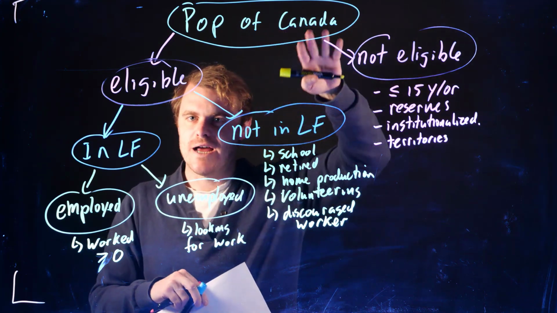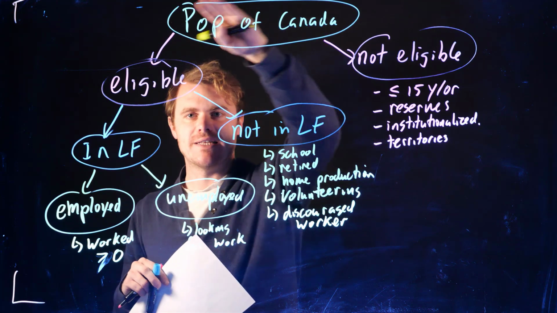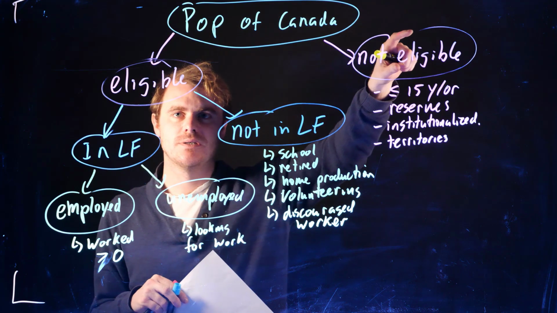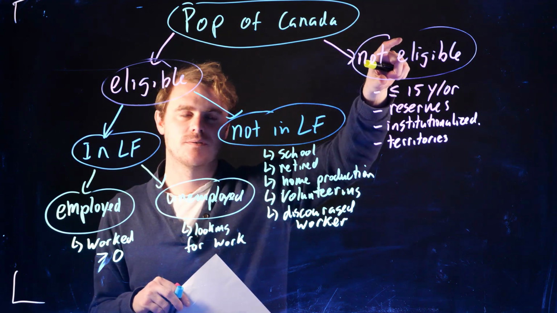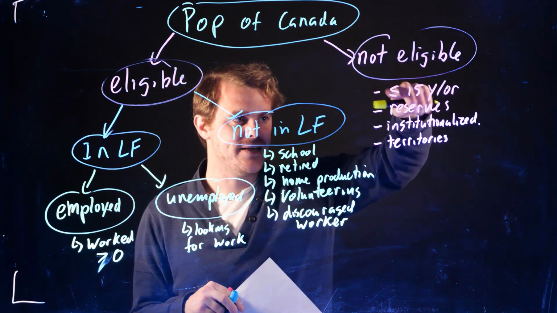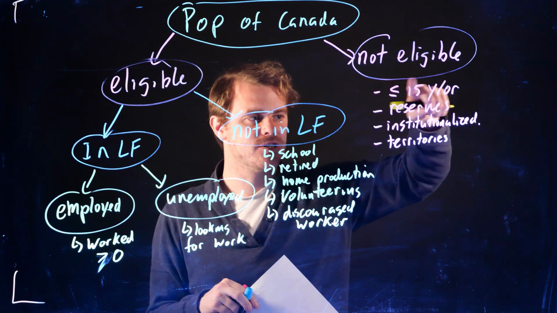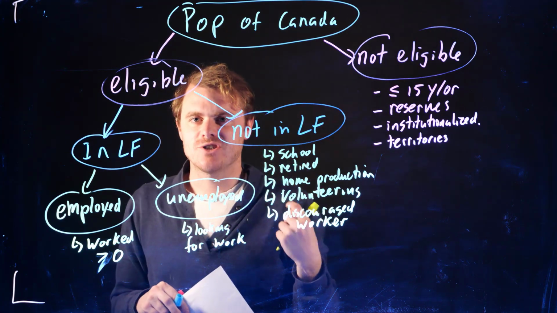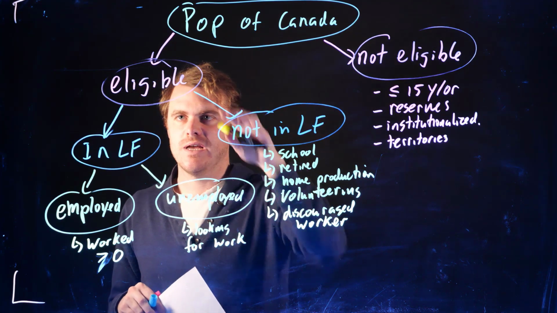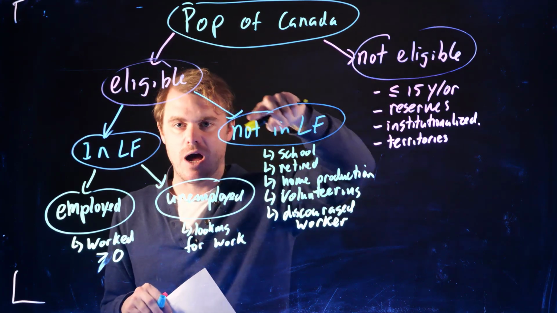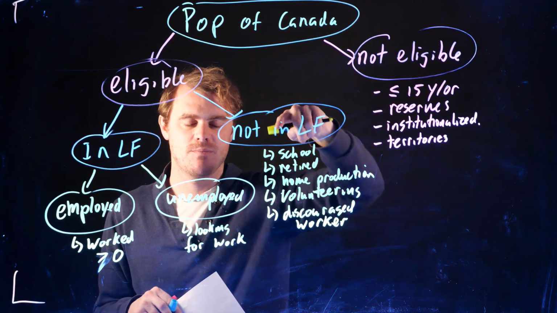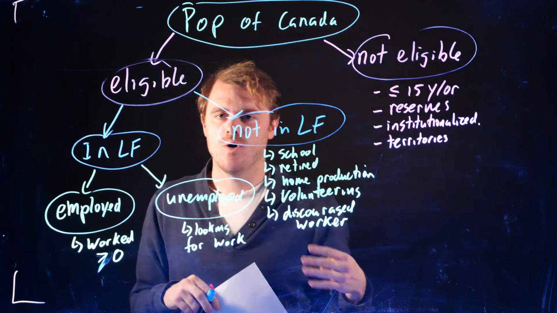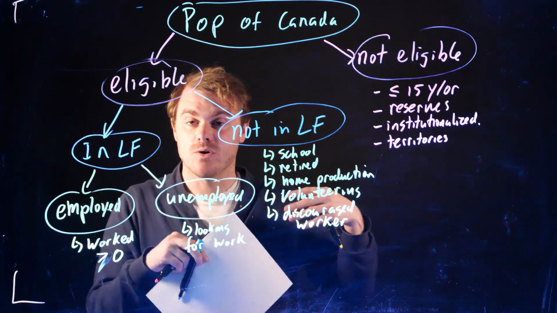So this is the breakdown of these definitions that we just gave. We have the entire population at the top, those who are not eligible to be in the labor force: those who are less than 15, who live on reserves, who are institutionalized, or those in the territories. We have those eligible, so the potential labor force. And out of this potential labor force, we have those who are not participating because they're either in school, or retired, or doing unpaid home production, so raising kids or doing whatever at home.